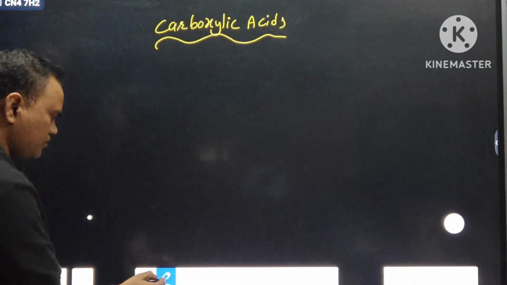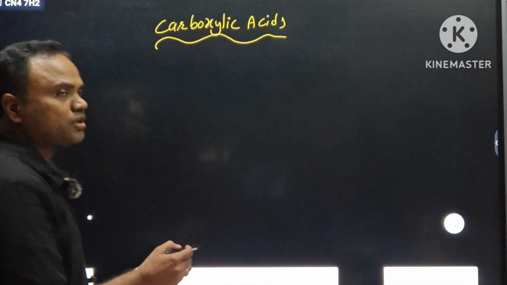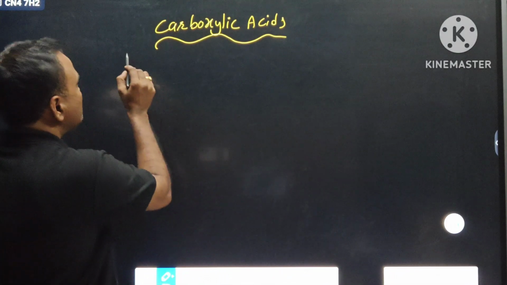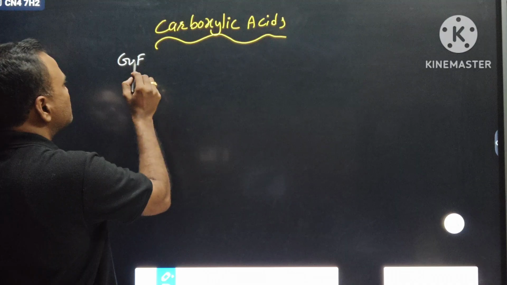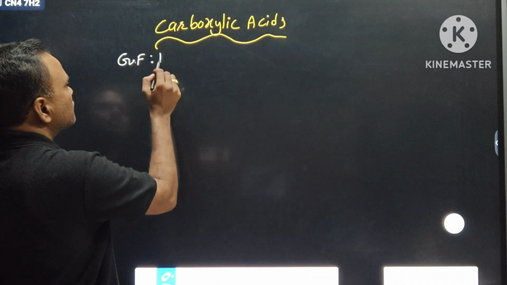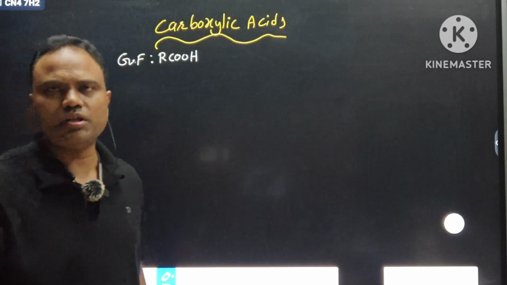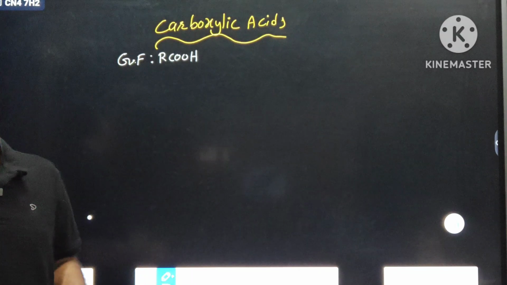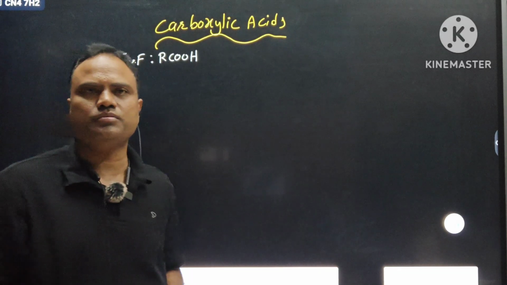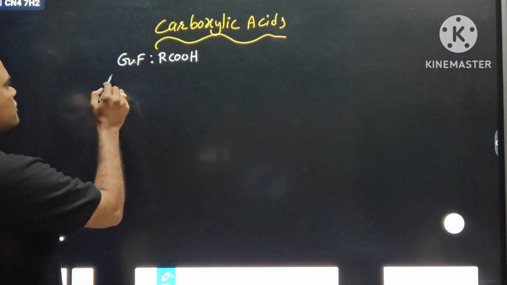Carboxylic acids. What is the general formula of carboxylic acids? General formula: RCOOH. In place of R, we can place hydrogen or any alkyl group. See the nomenclature.